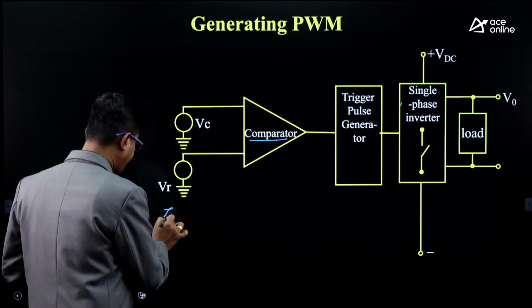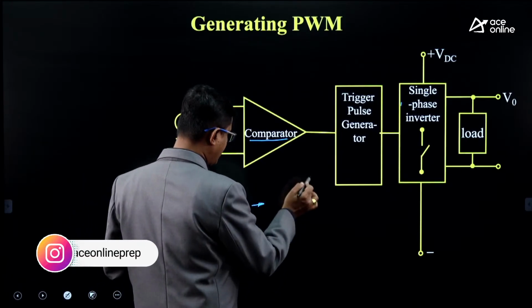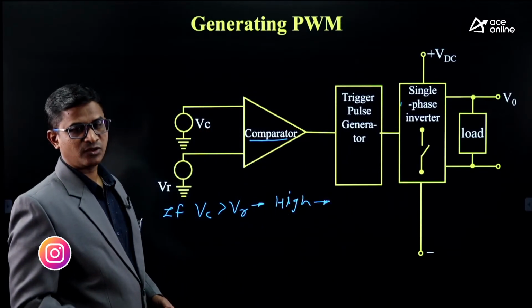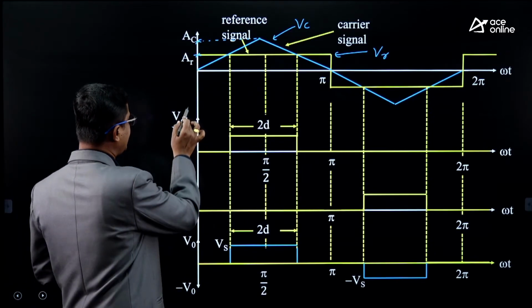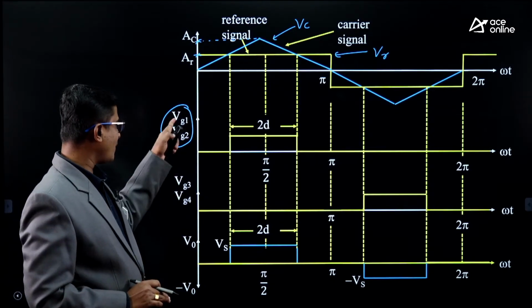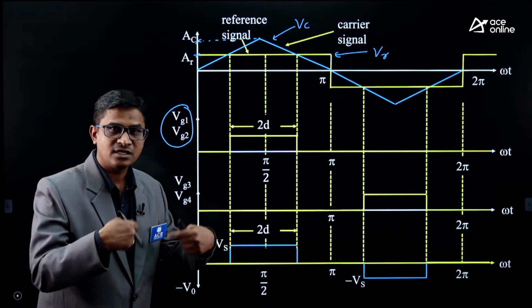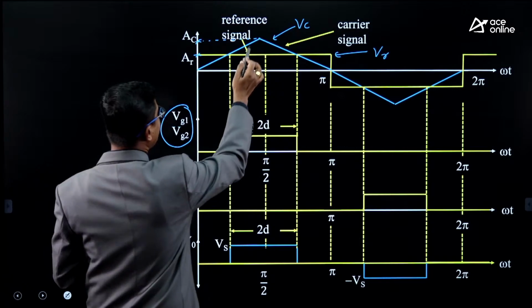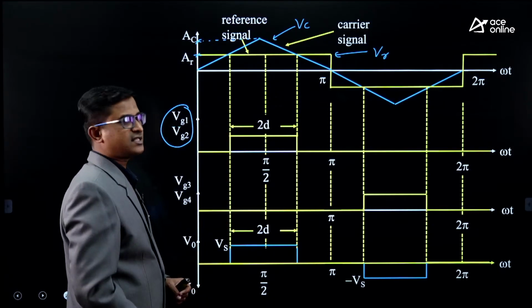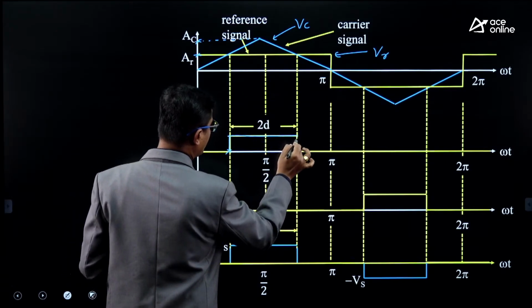So let me write: if VC is greater than VR, then the output of the comparator is high, and the trigger pulse generator will generate the triggering pulses. Those triggering pulses, VG1 and VG2, are provided to switches S1 and S2, which are present in the single phase full bridge inverter. So during this interval, when VC is greater than VR, we provide the triggering pulses to switches S1, S2.